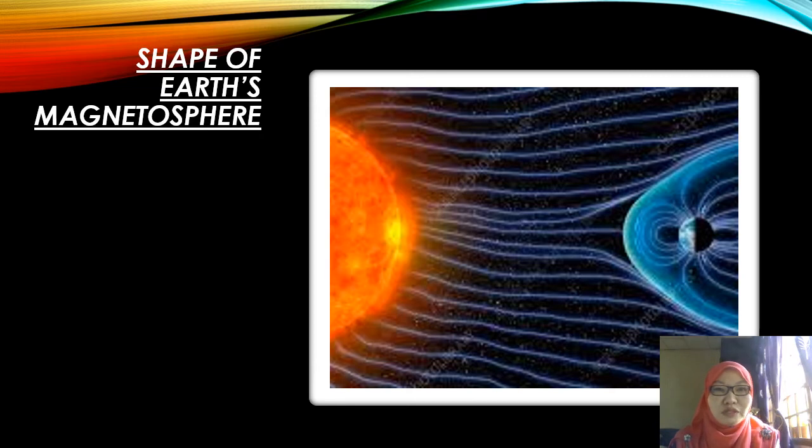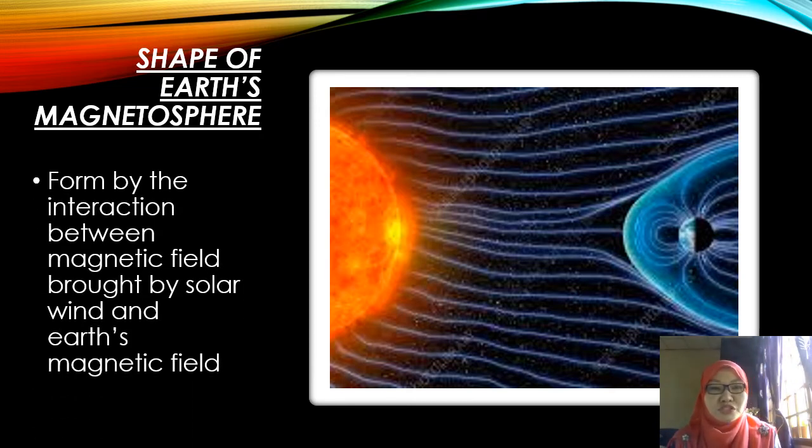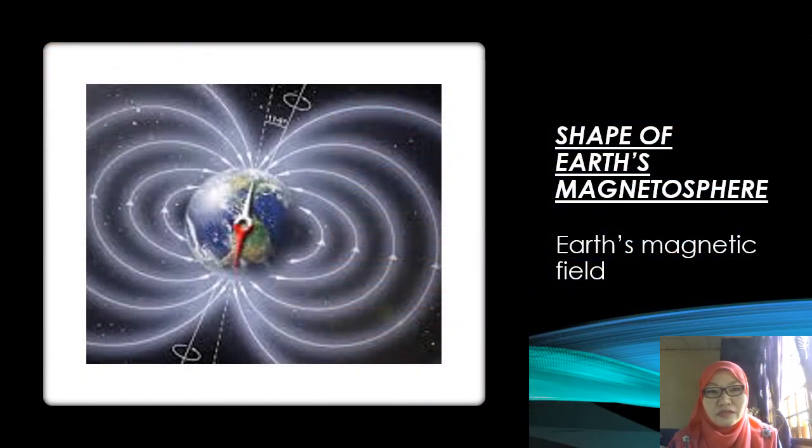Now we go to the shape of Earth's magnetosphere. It is formed by the interaction between the magnetic field brought by solar wind and Earth's magnetic field. Here, look at the picture of Earth's magnetic field.